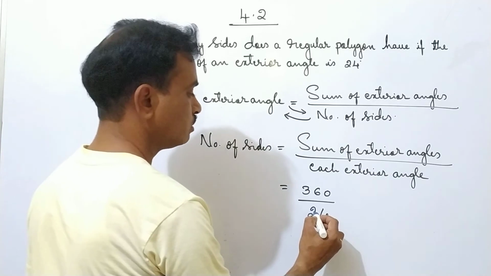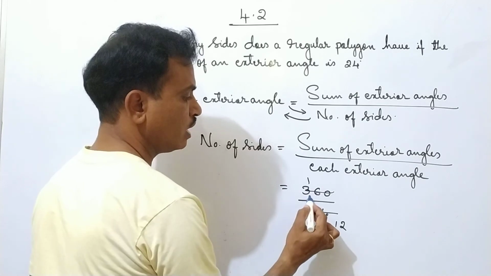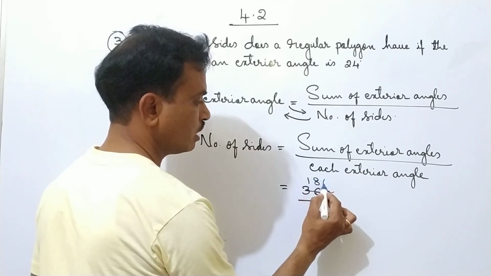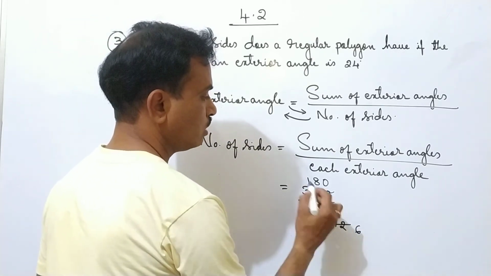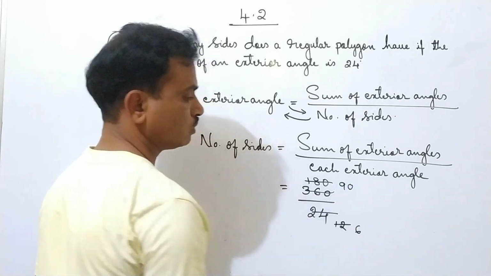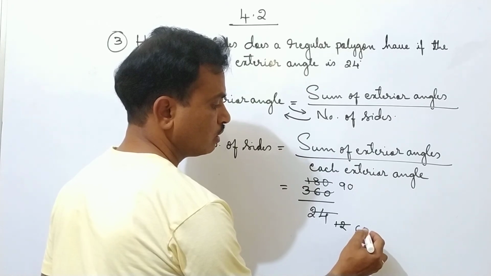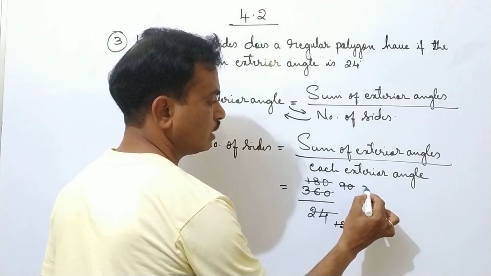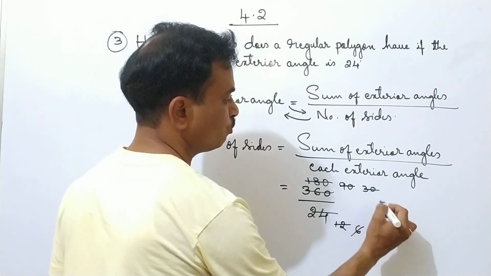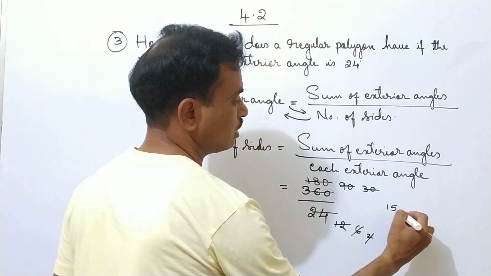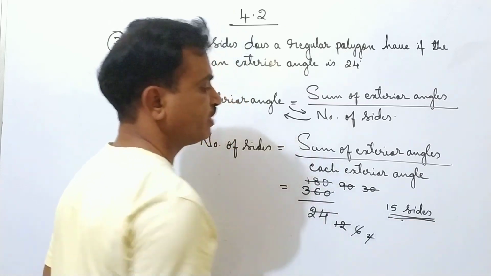Now reduce it here. 2 ones are 2, 2 twos are 4, 2 ones are 2, 1 remainder here, 2 eights are 16, then 0. The next, 2 sixes are 12, 2 nines are 18, then 0. Then we can reduce by the 3 table: 3 twos are 6, 3 threes are 9, then 0. 2 ones are 2, 15. That means here totally 15 sides. That regular polygon has 15 sides.